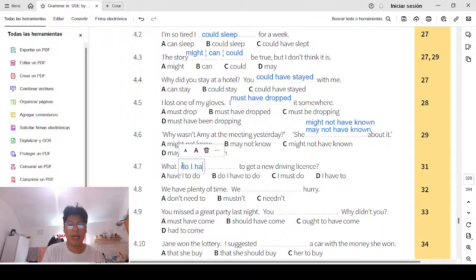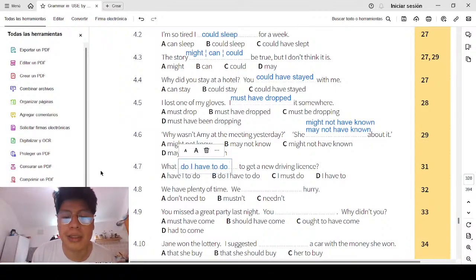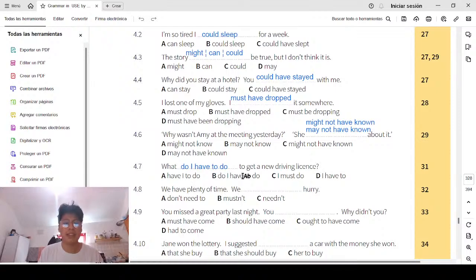What do I have to do to get a new driving license? Yep, that's easy. Because you have to remember the structure of the question, right? Check it out. It's what plus auxiliary plus subject plus verb. In this case, "have to" is a verb as well. Have to do to get.